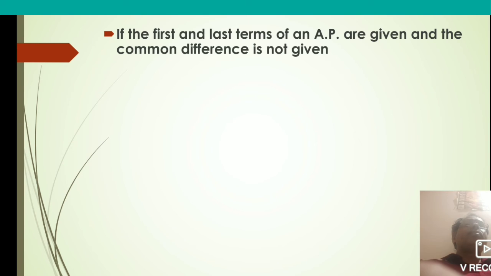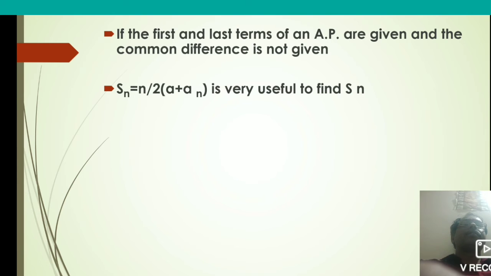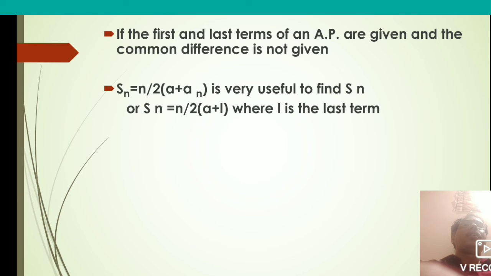Now, if the first term and last term of the AP are given and the common difference is not given, in that case we have to use Sn is equal to n by 2 into a plus an. It's very useful to find Sn. Or Sn is equal to n by 2 into a plus l. In general, an is also taken as l for the last term, where l is the last term.